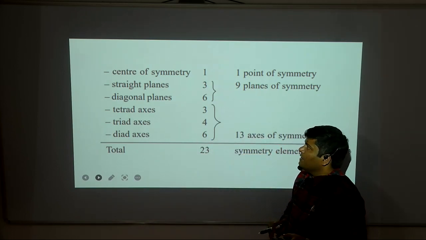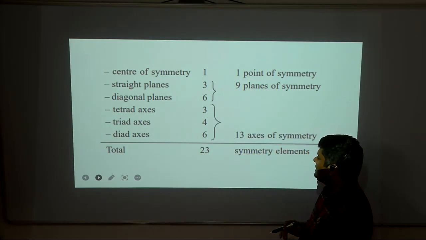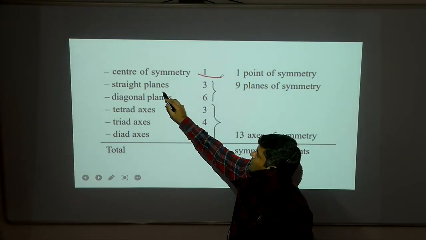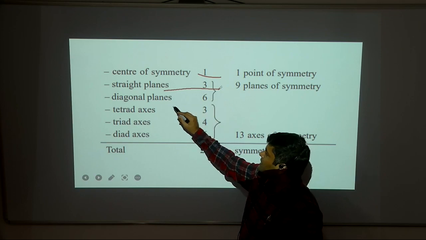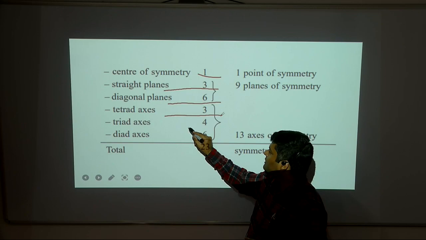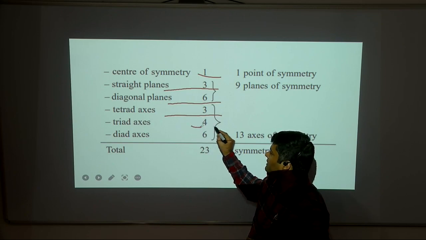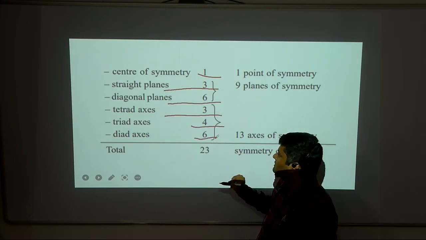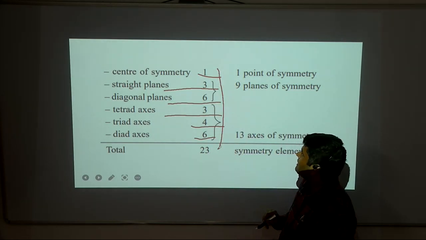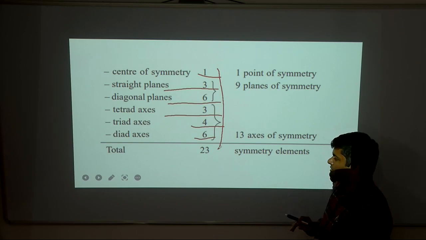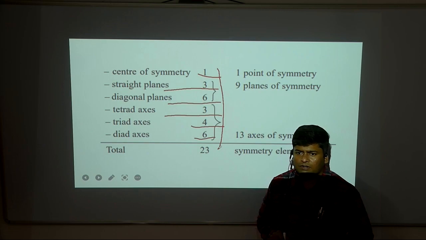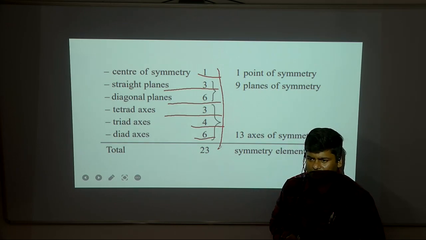Finally, over here the summary of all symmetry elements is shown. The center of symmetry is 1, rectangular planes of symmetry are 3, diagonal planes of symmetry are 9, tetrad axes are 3, triad axes are 4, and diad axes are 6. So in total 23 symmetry elements are there in a cubic crystal structure system. So this is about the symmetry elements in a cubic crystal structure system.